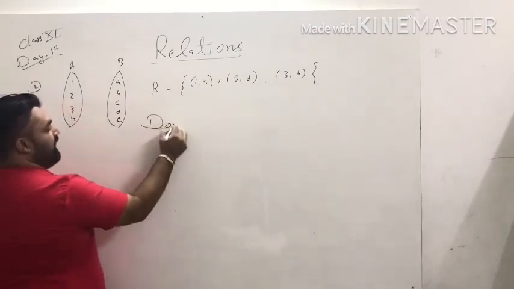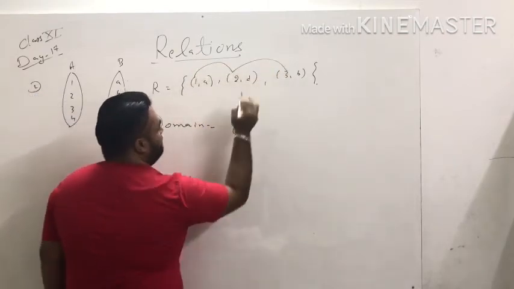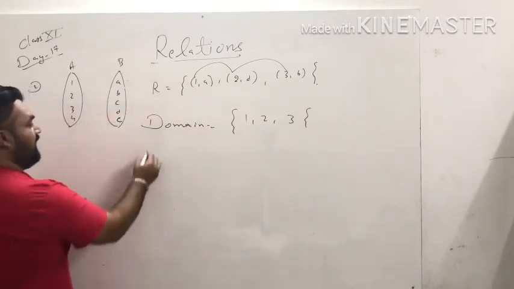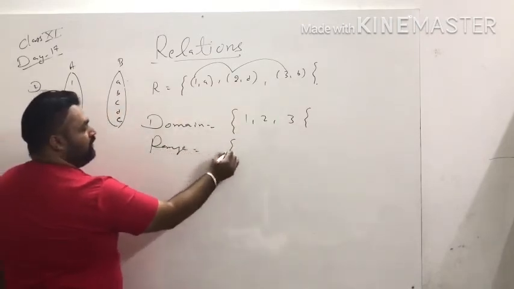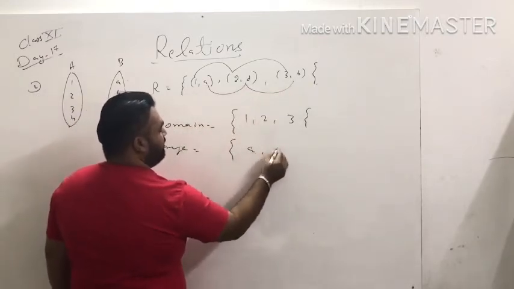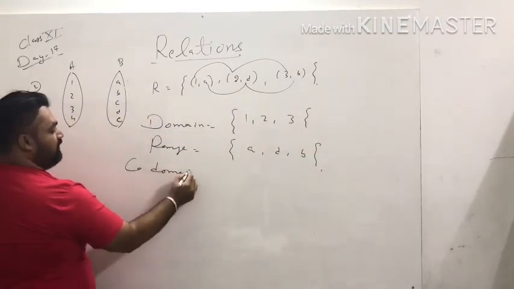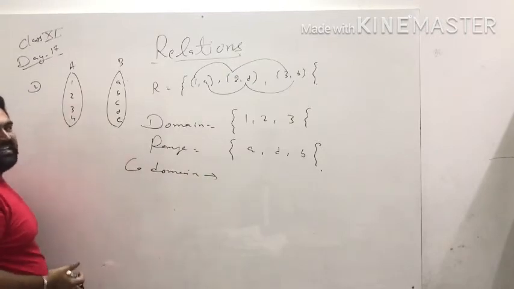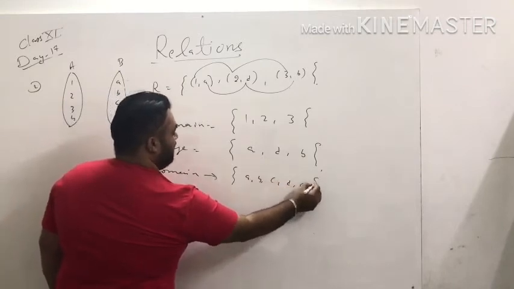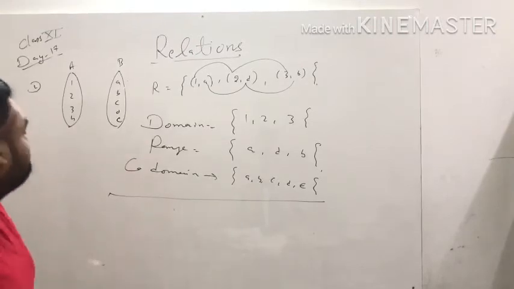So what is domain? Domain is all the first elements of the ordered pairs: 1, 2, 3. Range is all the second elements of the ordered pairs: A, D, B. Now codomain. What is codomain? All the elements of set B: A, B, C, D, E. So we shift to the next concept.